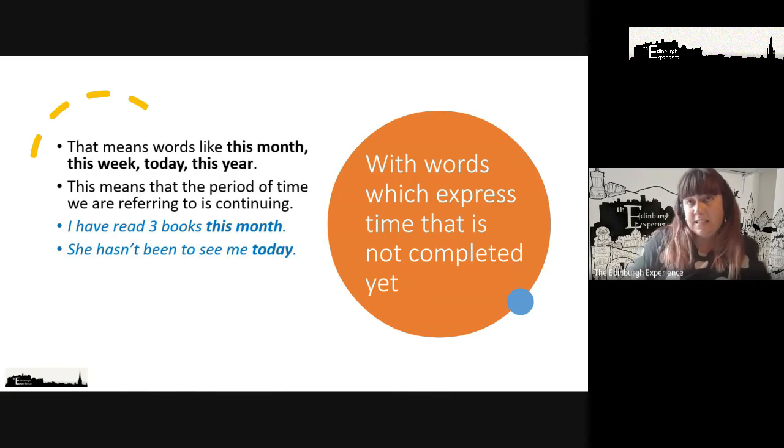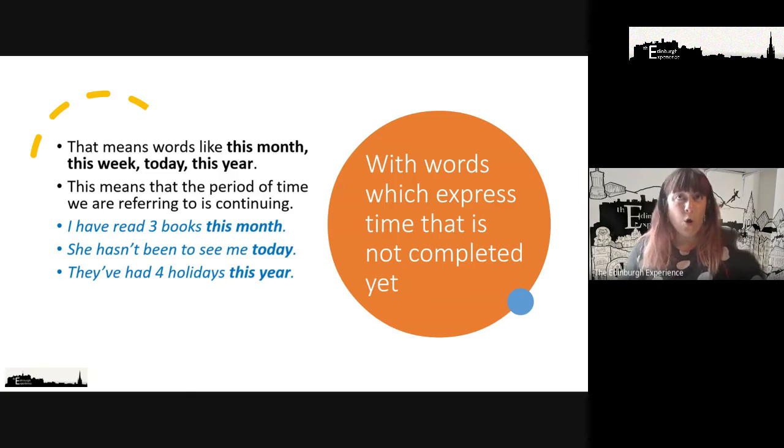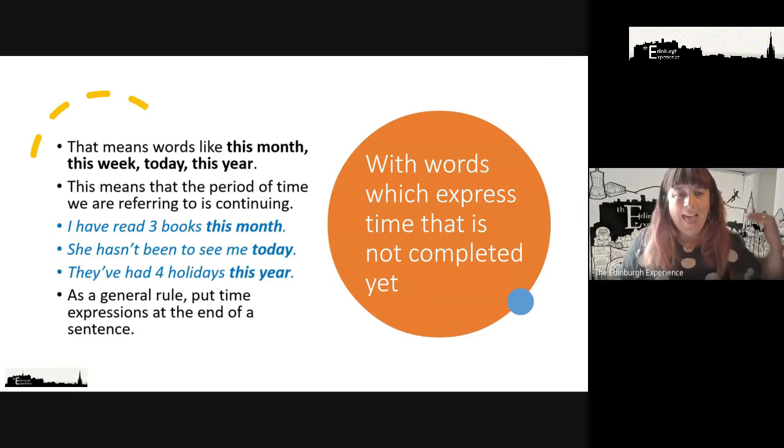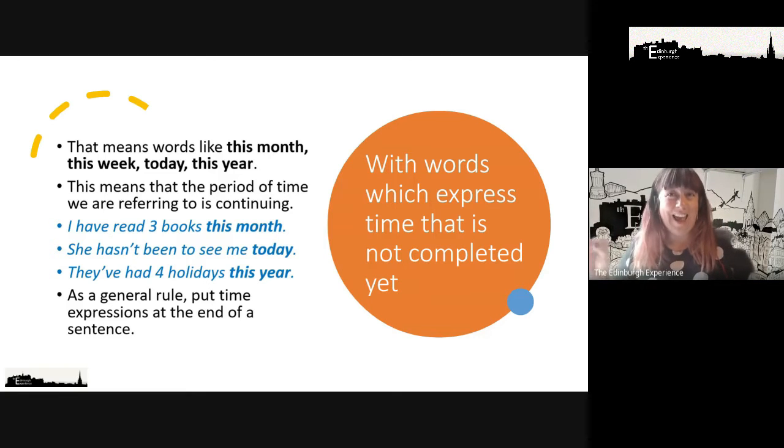She hasn't been to see me today, but today isn't finished. She still might come. Or they've had 4 holidays this year, but there's still more time in this year. Maybe they'll go for 1 more holiday. If you're not sure about where to put time expressions, as a general rule, not only for the present perfect, but in English, we normally put time expressions at the end of a sentence.